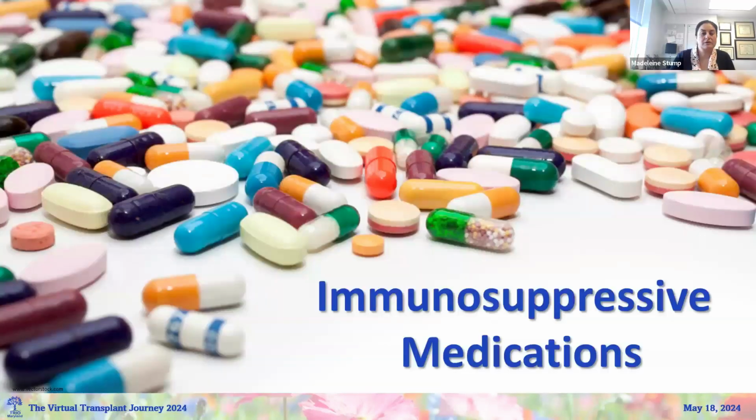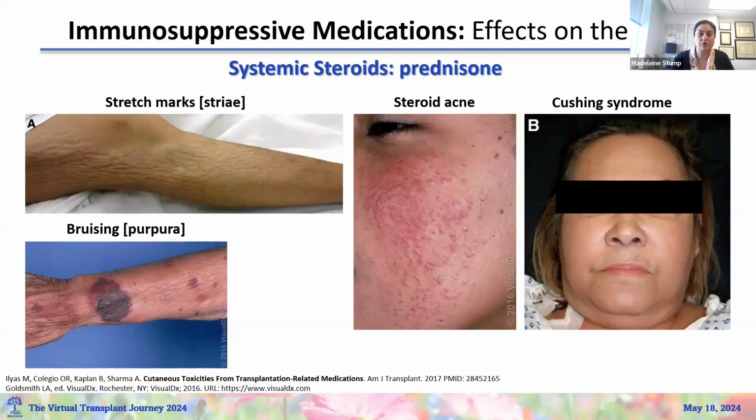Now we'll take a look at the immunosuppressive medications that you are on, patients who have received a transplant, and what effects those have on the skin. Immunosuppressive medications have a lot of side effects. We'll focus on those that pertain mainly to the skin. I have picked 3 main classes of immunosuppressive medications that are most common in the immunosuppressive regimens of most patients.